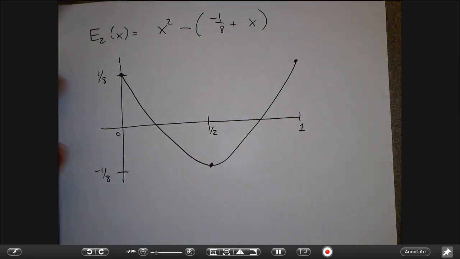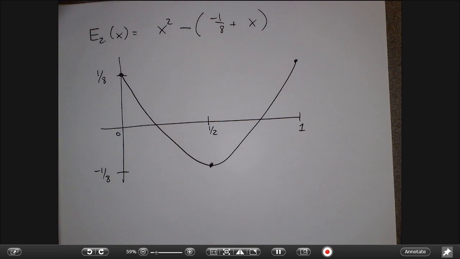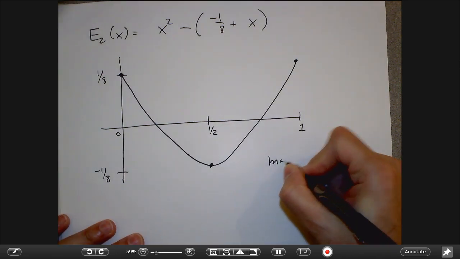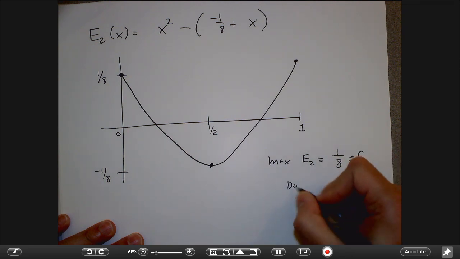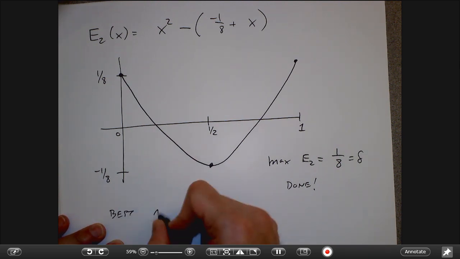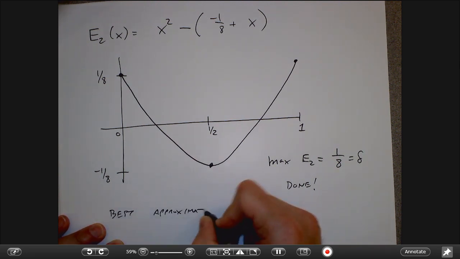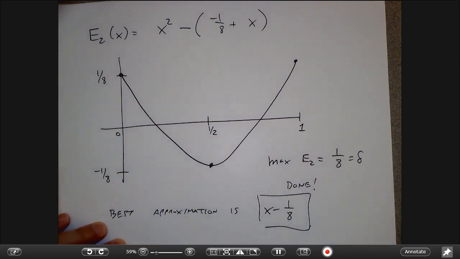And now I stop and I say, we're done, right? Because the function doesn't get any worse than 1/8 at any other point between 0 and 1, right? And I found the 3 points where it bounces back and forth. So since the maximum of my error is equal to my delta, I'm done. Okay, so the best approximation is this function, x minus 1/8.